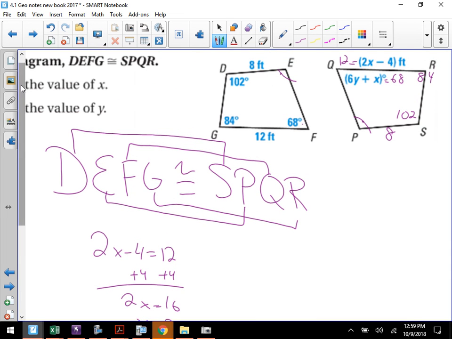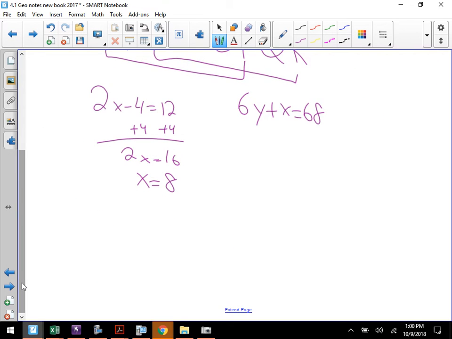The other one was 6y plus x is 68. Last time I checked, I can't solve for two variables at the same time. What do I do with the x, though? What do I know x is? What do we know that x is? 8.